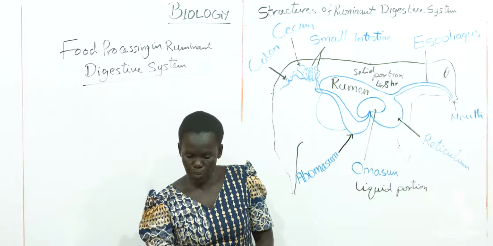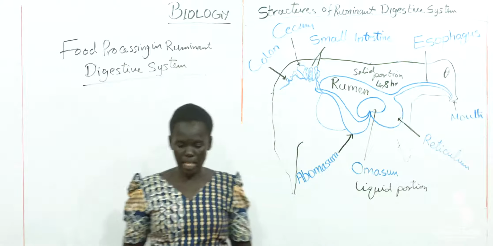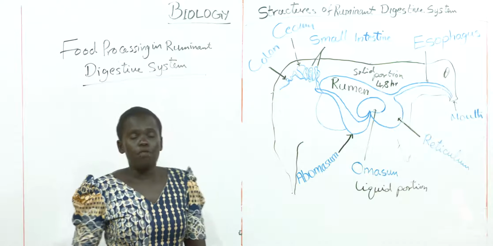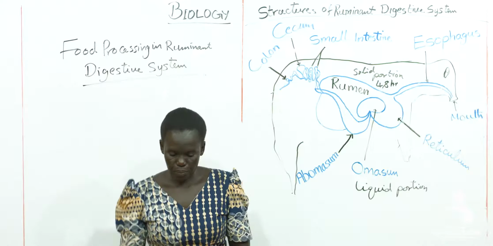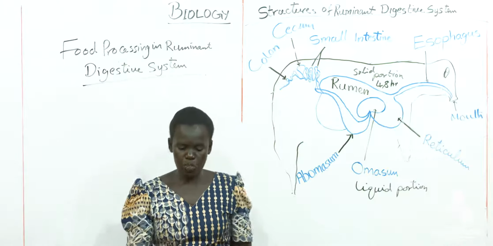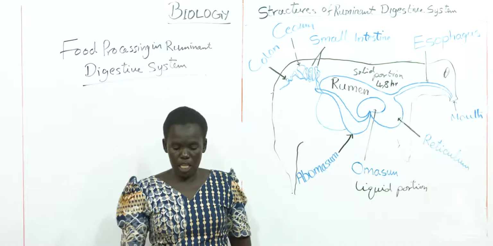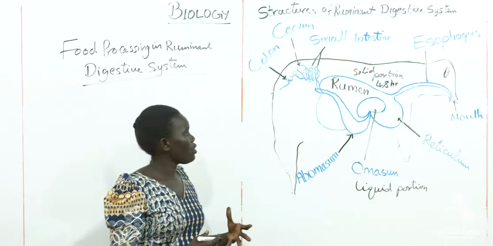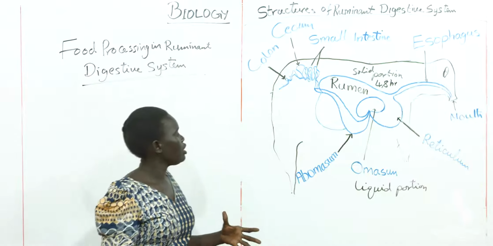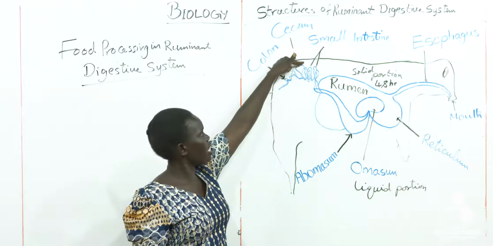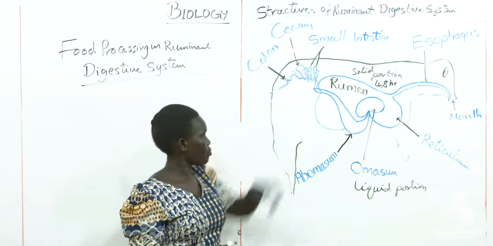Then the true stomach produces hydrochloric acid and receives enzymes from the pancreas and even from the liver, such as pepsin to break the protein, lipase to break down the fats. So all these enzymes are preparing the food for absorption in the small intestine.